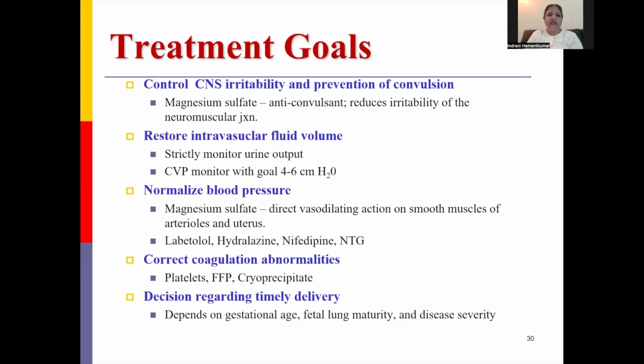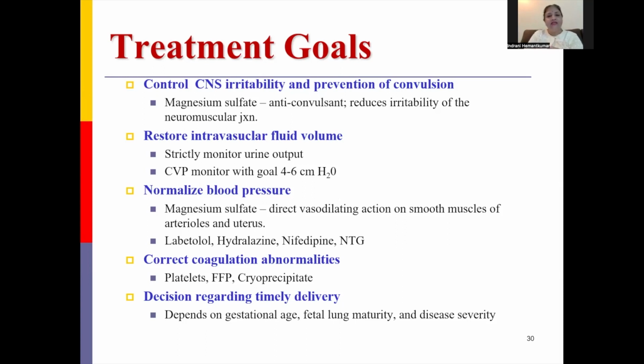So, what will be our treatment goals? First and foremost, you have to avoid the CNS irritability and prevent the convulsion, for which, my friends, remember it is magnesium sulfate. Don't forget this drug. The minute you think there is headache, irritability, obtundation, or any sign of CNS irritation, you have to give magnesium sulfate. Magnesium sulfate is an anticonvulsant. It reduces the irritability at the neuromuscular junction.